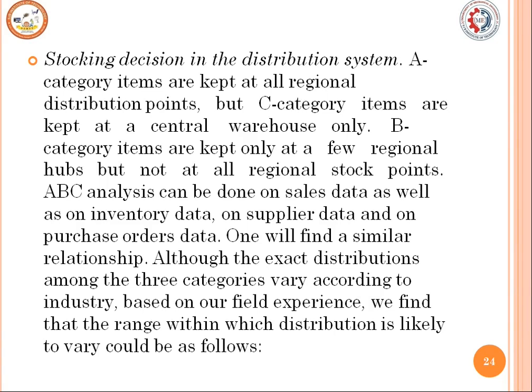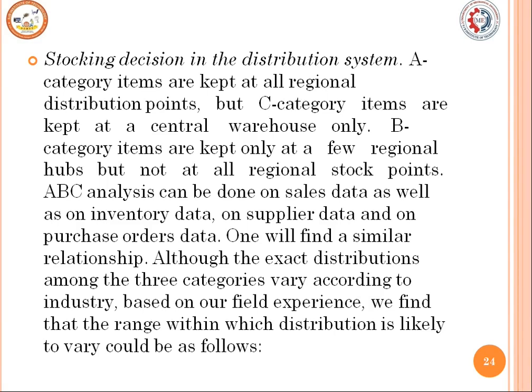Now, the stocking decision in the distribution system. A category items are kept at all regional distribution points, but C category items are kept in the central warehouse only. B category items are kept only at a few regional hubs, but not at all regional stock points. ABC analysis can be done on sales data as well as on inventory data, supplier data, and purchase order data. One will find a similar relationship, although the exact distributions among the three categories vary according to the industry.